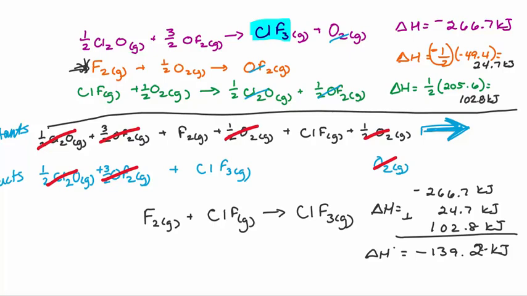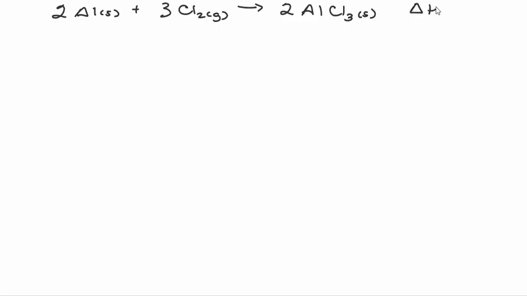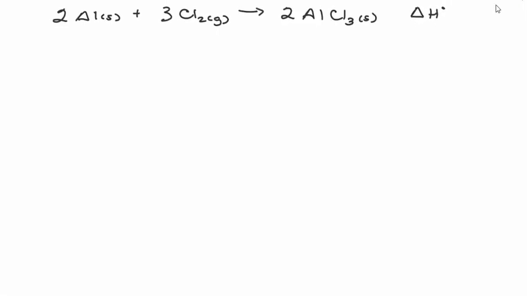Another one. Now our target equation for this one is going to be 2 solid aluminum plus 3 chlorine gas reacts to form 2 aluminum chloride solid. So the question is, what is that delta H? Well, we are given the following reactions, and the phases matter, so don't let go of the phases.